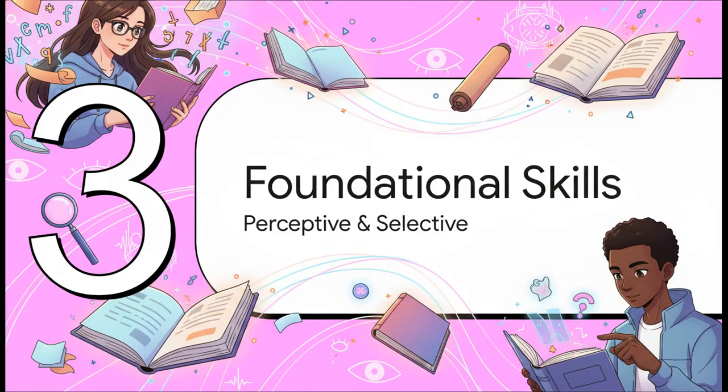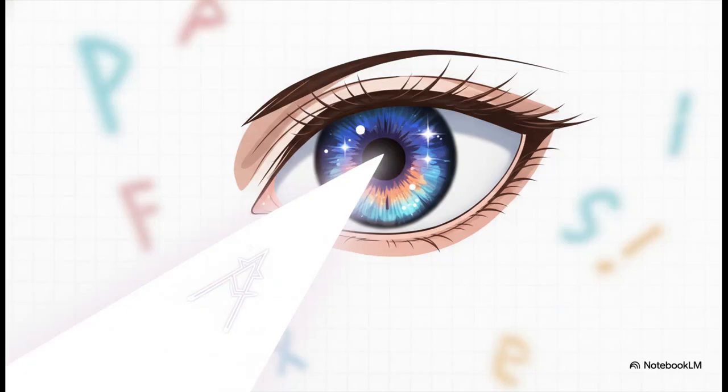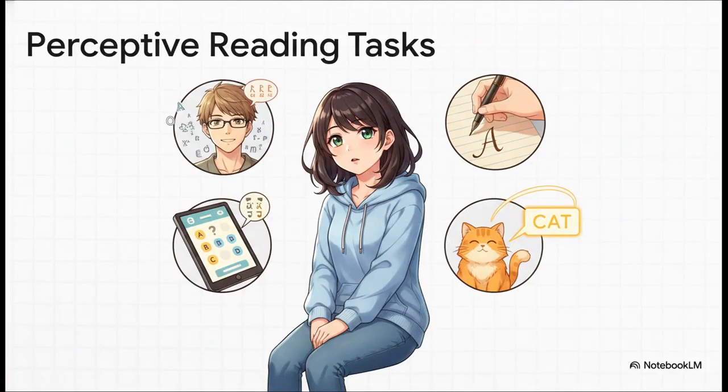Okay, so that's the what. Now for the how. How in the world do you actually test for these different types of reading? Let's start with the basics, perceptive and selective reading. When you're testing perceptive reading, you have to keep the task super focused. The whole point is just to confirm that the person can recognize the basic symbols of the language. That's it. Because the goal is so simple, the tasks are very direct.